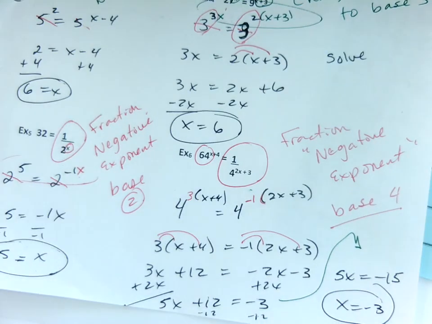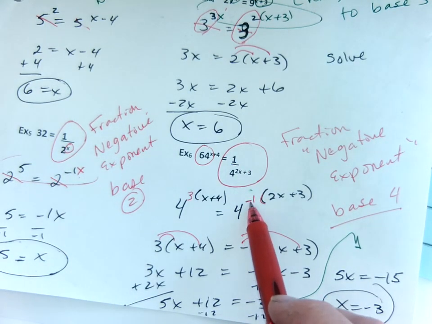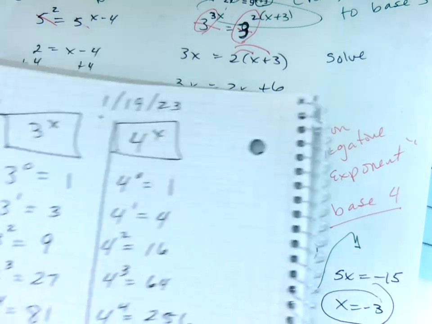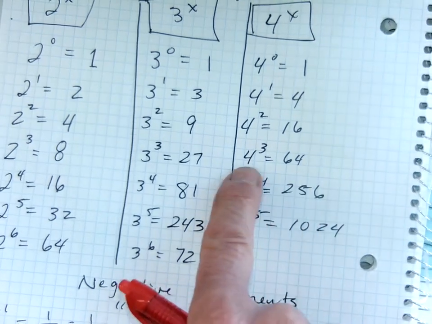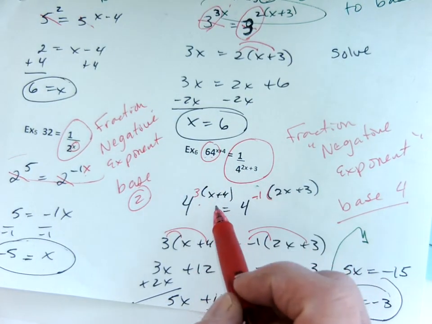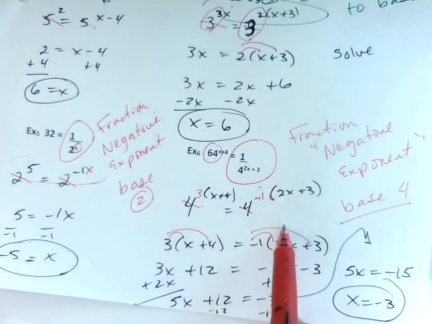Number 6, the hard one. Again, I have a negative exponent, so I made that 4 to the negative 1. I think I can go base 4. So 64 is 4 cubed, so I can rewrite 64 as 4 cubed. Don't forget the x minus 4. I've got the same base, so I can get rid of those, and then I just solve for x. I distributed, solved, and I got x equals negative 3.